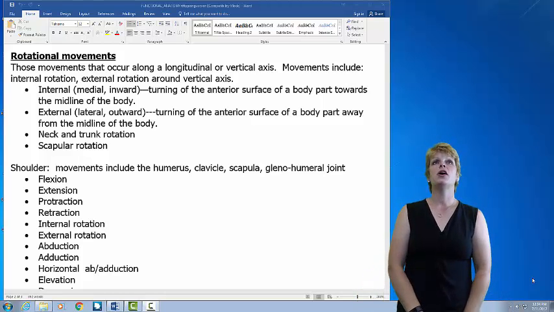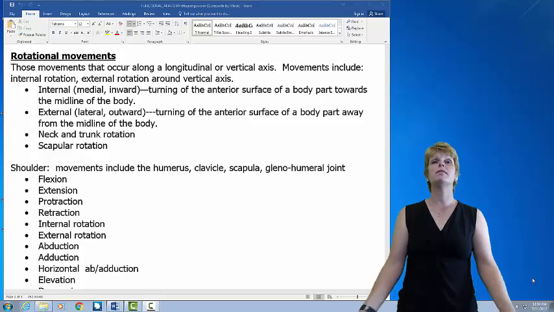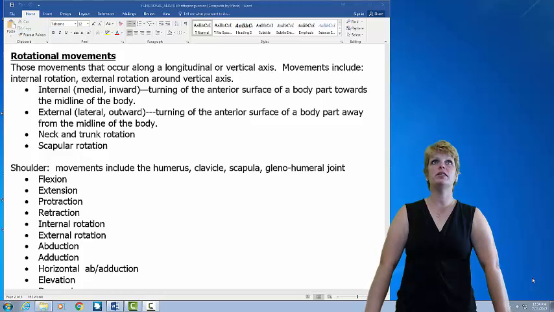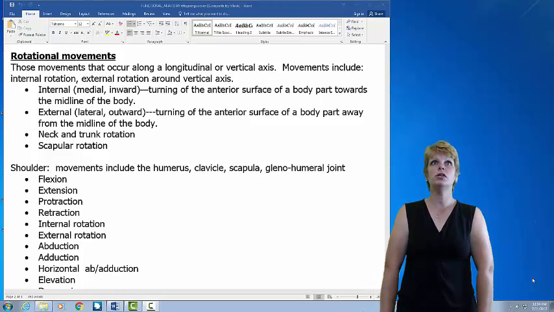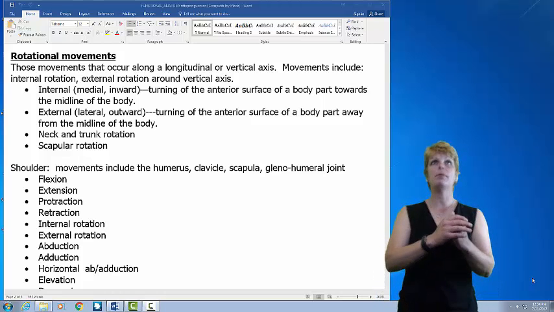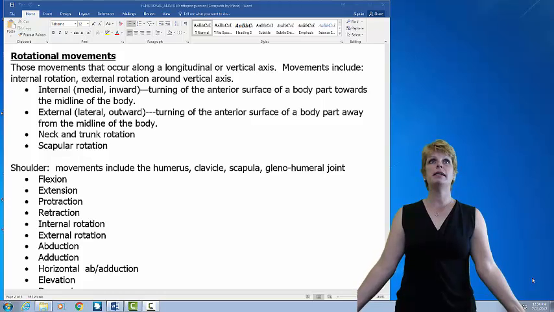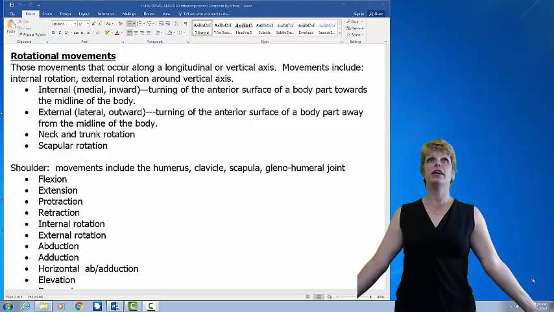So let's go over some of these. Internal rotation means medial or inward, turning the anterior surface of the body part towards the midline. If you start in anatomical position and turn your fingers or your thumbs so they touch towards your hip bones, or your femur, that would be internal rotation. But again, it happens at the glenohumeral joint. External rotation is lateral or outward movement, the turning of an anterior surface of a body part away from the midline of the body. That would mean you rotate your glenohumeral joint so that your thumbs and hands are facing the walls or sides of you.